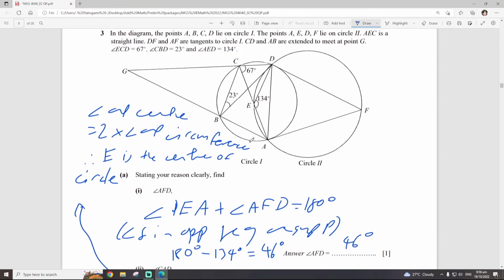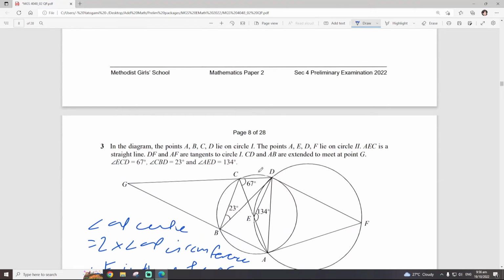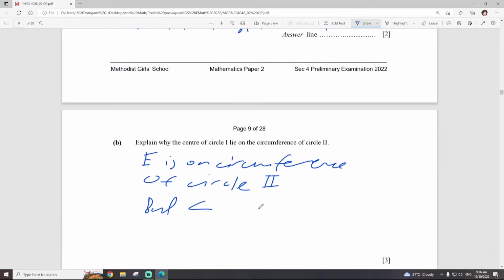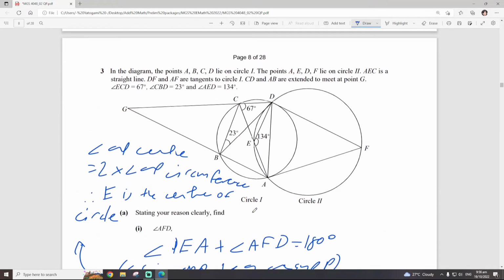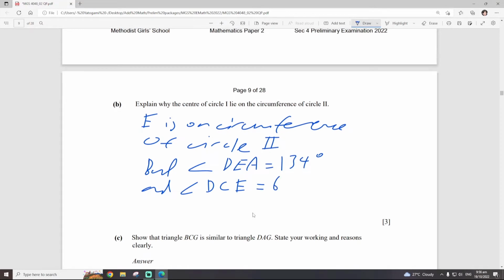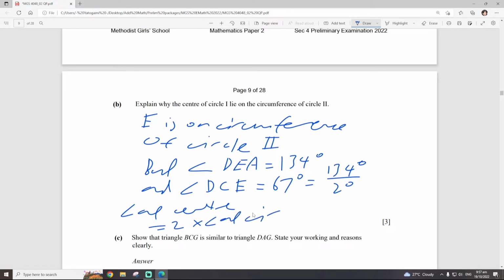Angle DEA, DCE. Is it DCE? Yes. Okay, so this is 67 degrees, which is 134 degrees divided by 2. Then you use the angle at center equals 2 times angle at circumference. Okay, so deduce that E must also be the center of circle 1.